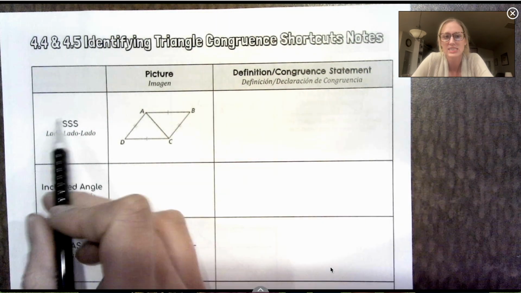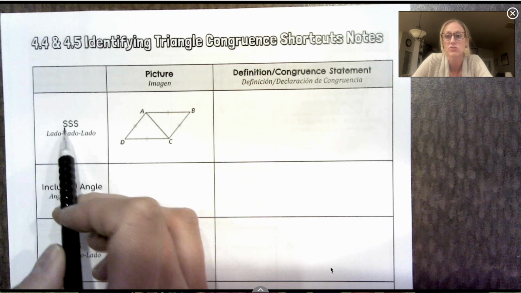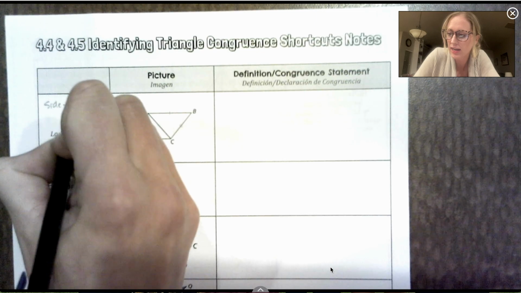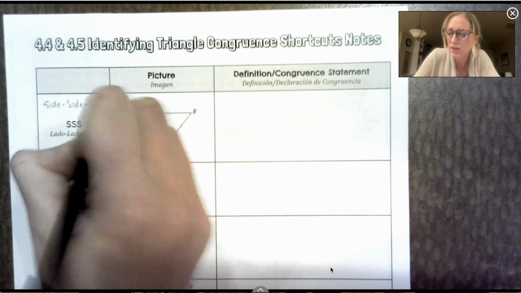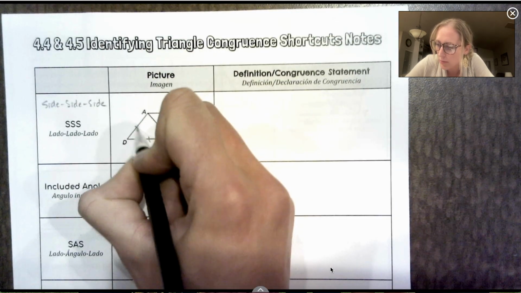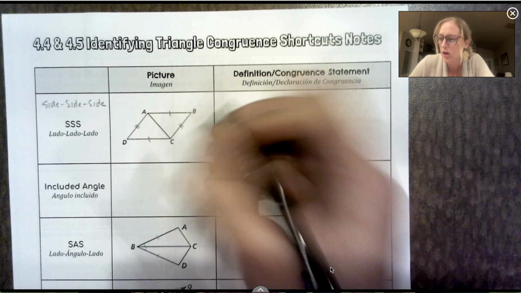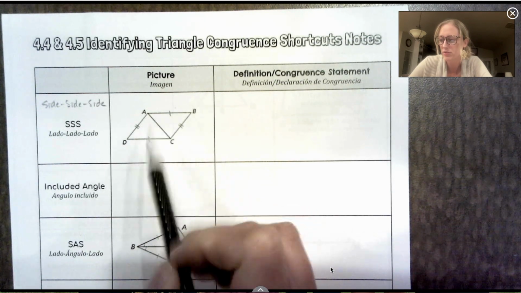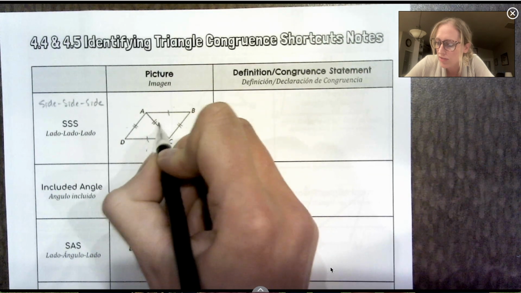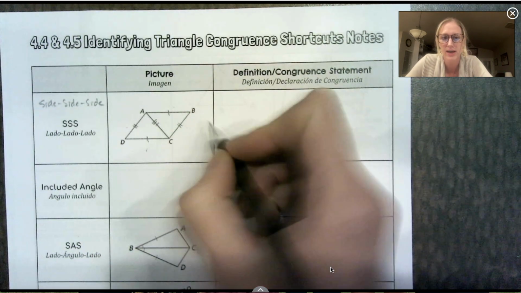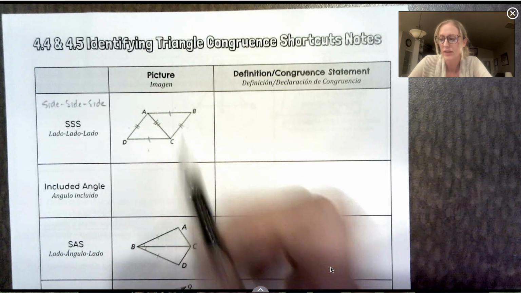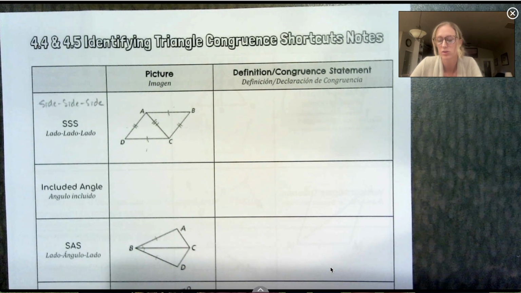So the first one is SSS. The S stands for side. So this is side, side, side. Okay? So what that means is here we can see these markings. I'm going to darken them in a little bit. Okay, so here I have this side is congruent to this side is congruent to this side. If I were to pull these two triangles apart, this side would be the same in triangle ABC as it is in ADC. So these two triangles are congruent because they have 3 congruent sides.